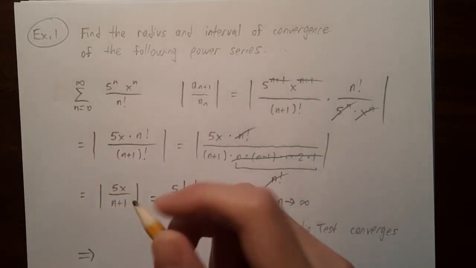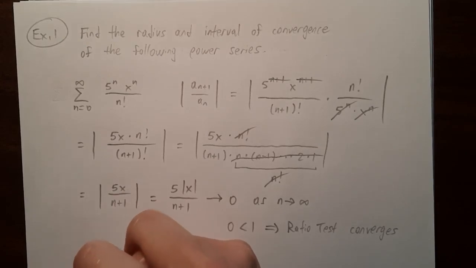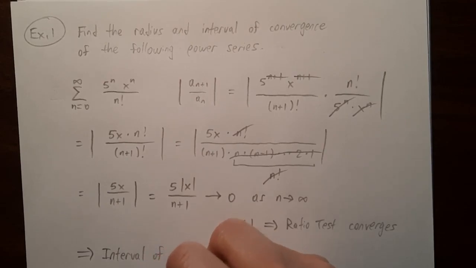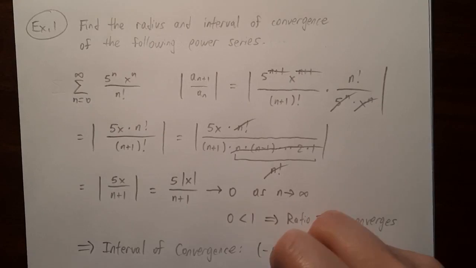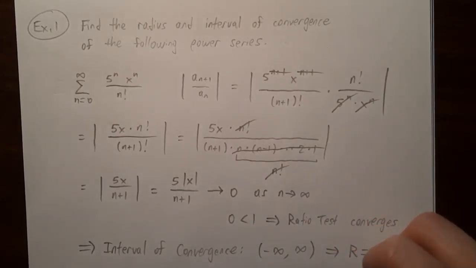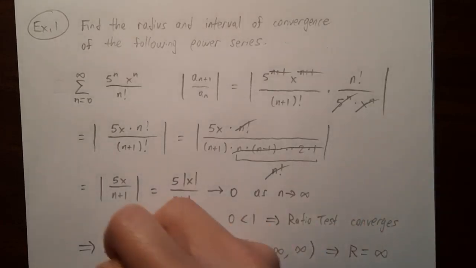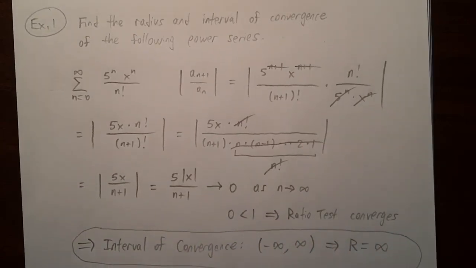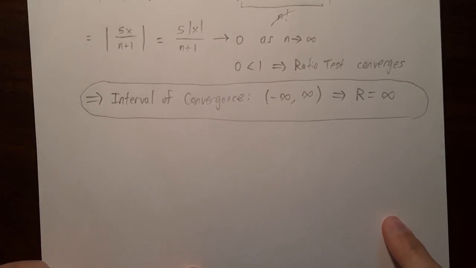So in that case, that tells us that the interval of convergence is all real numbers. It is minus infinity to infinity, which of course means that the radius of convergence has to be infinite as well. All right, so that's one example for you guys. So let's look at another one then.